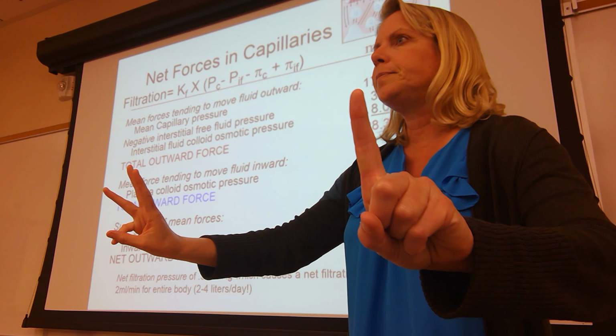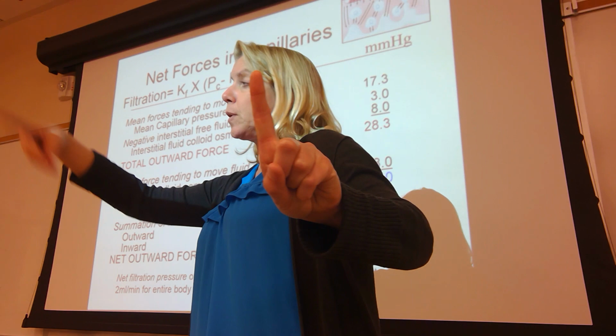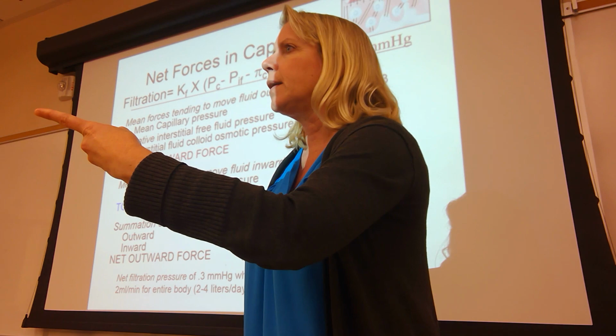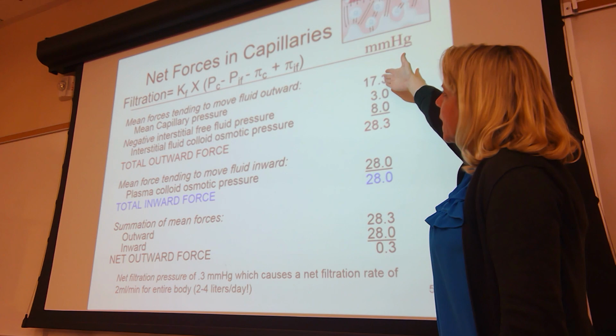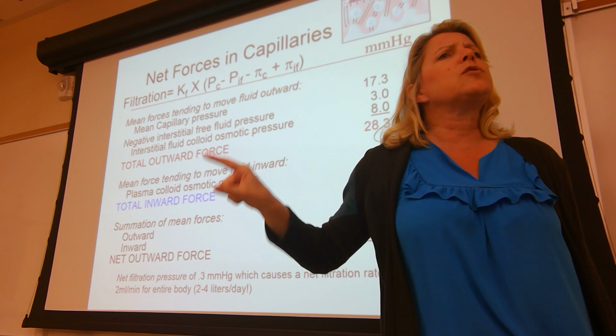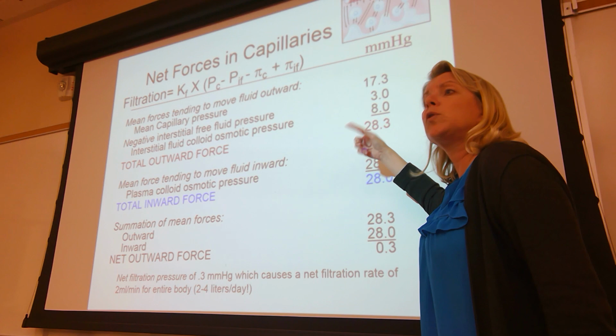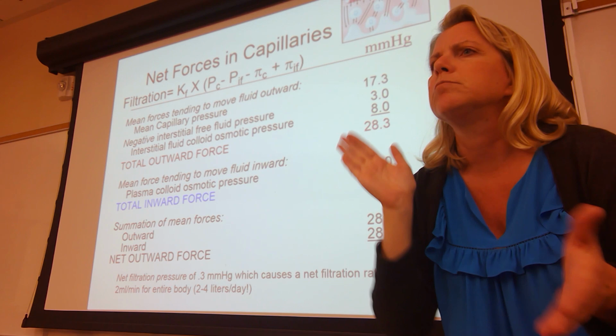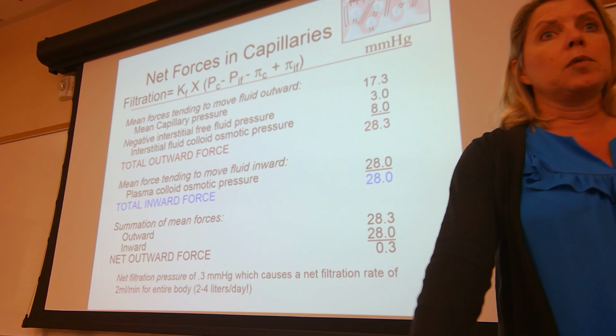Three forces that favor outward movement of fluid from the capillary to the interstitial space, and only one that favors inward, don't we? Well, let's pit them against each other. Let's look at our outward pressures. We have capillary hydrostatic, we have interstitial hydrostatic, the lymphatic drainage, we have interstitial osmotic pressure. These are measurable forces. Here are their numbers. Let me add them all up together because they work together. Do not memorize the numbers. There's only one that favors inward movement, capillary colloid osmotic pressure.